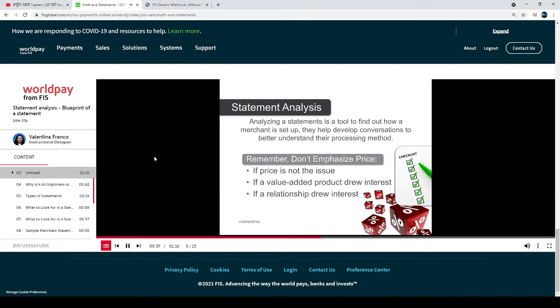Overall, it is very important not to focus on price, but to build a relationship. Remember, don't emphasize price if price is not the issue. What are your merchant's hot buttons? Have you discovered them yet? Also, if a value-added product drew interest, educate your merchant and provide solutions for those value adds. After all, you are the expert. And lastly, don't emphasize price if a relationship drew interest. For a merchant, having a professional relationship with a reputable account executive could be the key. Set yourself apart. Become an expert on statements, pricing your merchants accurately, and don't forget to do some interchange management.